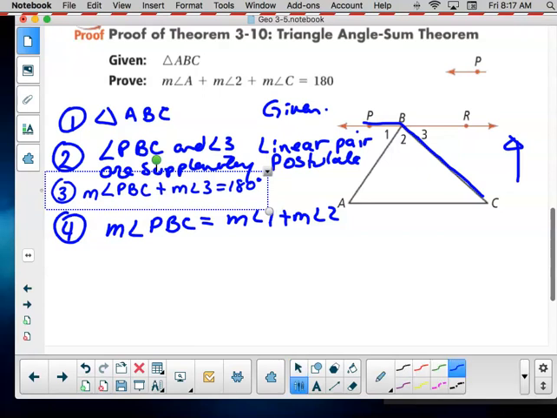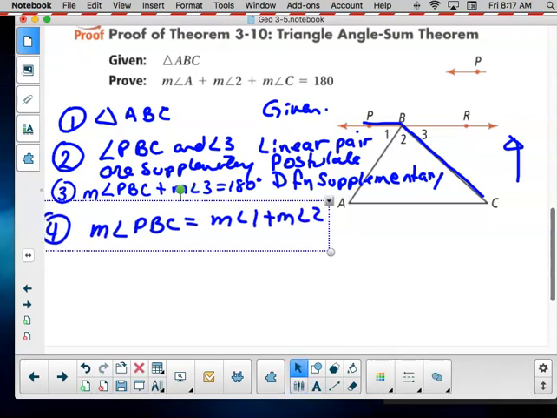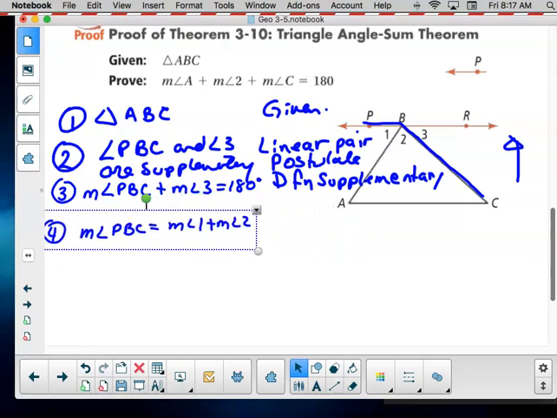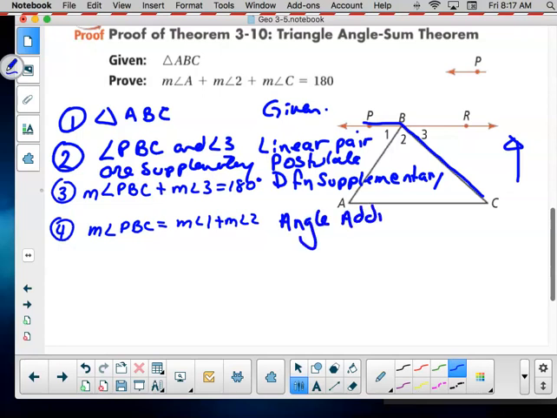This step is because of the definition of supplementary angles. And then this step that I just wrote is because of the angle addition postulate. Let me get this a little smaller so you guys can see. And I have the angle addition postulate.